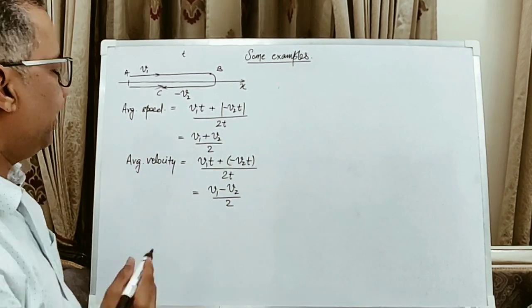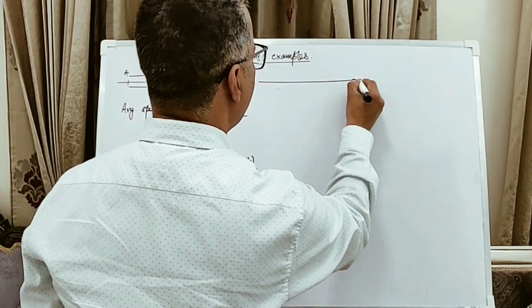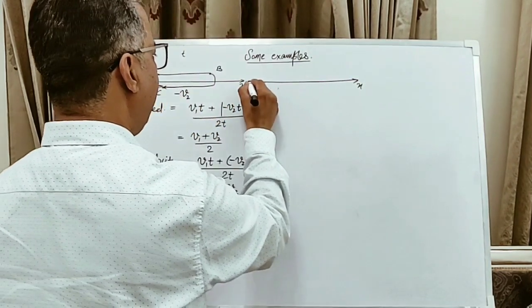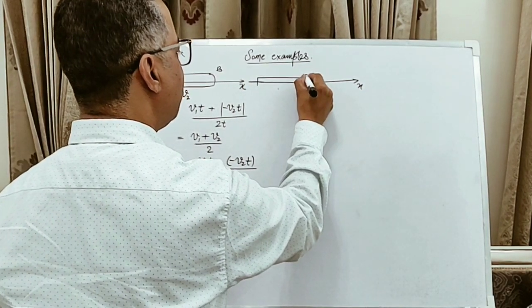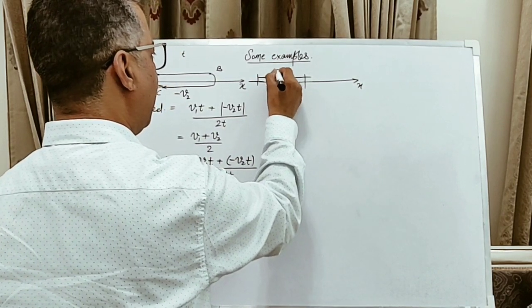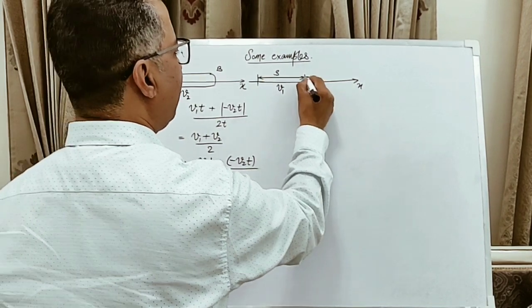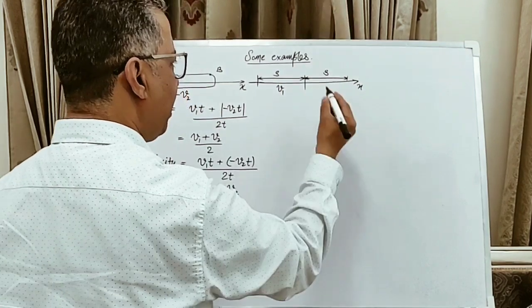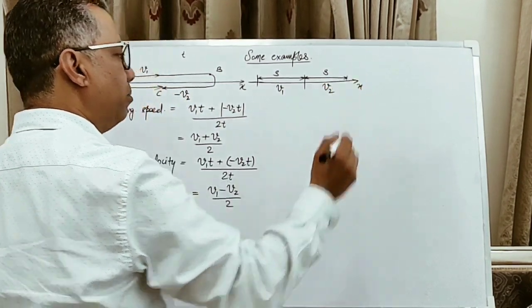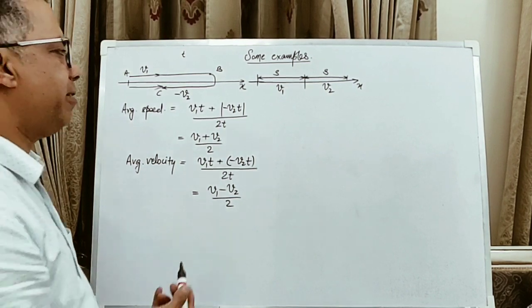Let's take another example, and this time we are told that an object is moving along this straight line and it travels half of the distance in the journey, let's say s, with a constant speed v1, and then it travels the next half of the distance, which is again s, with a speed v2, and we are interested in calculating the average speed and average velocity during the journey.